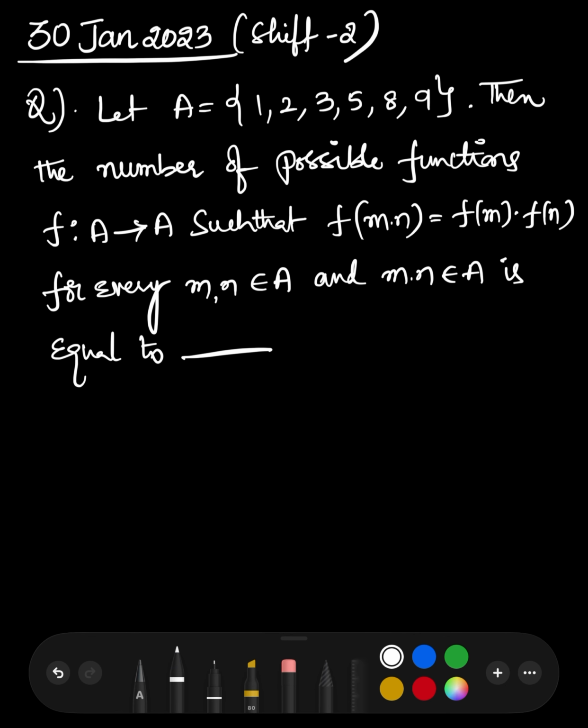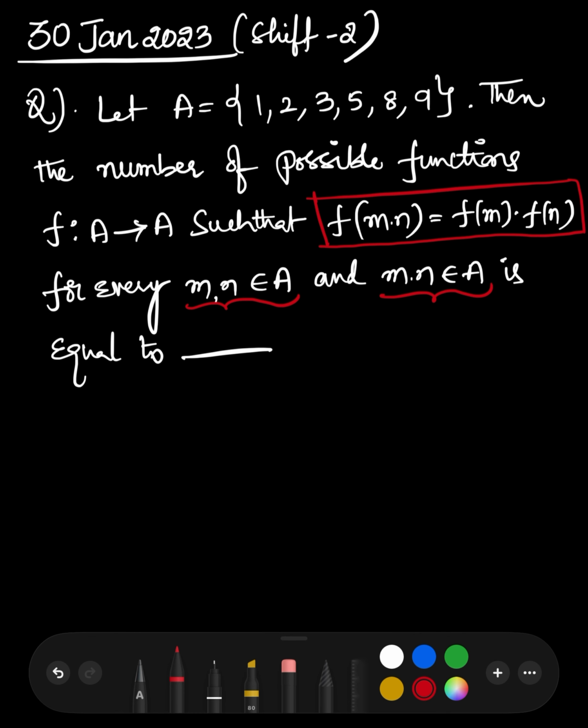Let capital A be the set {1, 2, 3, 5, 8, 9}. So these are the numbers which are given. Then the number of possible functions f mapping A to A, such that the main important thing here is f(m·n) = f(m)·f(n). Another most important concept here is m, n, both we need to consider from set A only, and m·n also belongs to set A only.